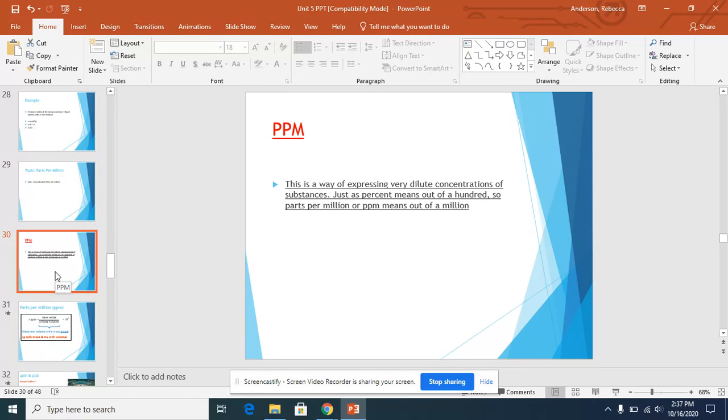Okay, so first, what is ppm or parts per million? This is a way of expressing very dilute concentrations of substances, where there are so few of these particles found in there that there's only so many per million particles. So however many parts per million, the more the parts, the more there are. Just as a percent means out of 100, parts per million or ppm means out of a million.